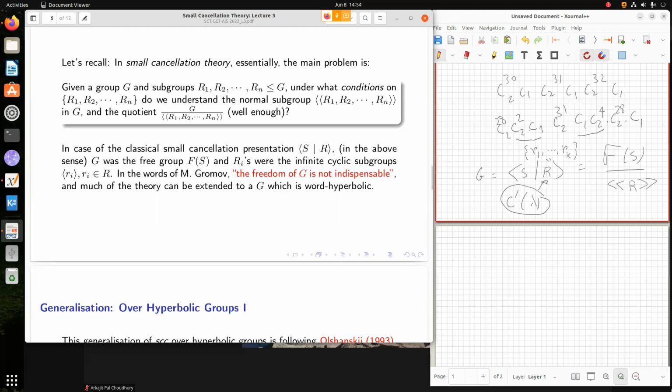So essentially, we will be looking at generalizations of small cancellation properties, small cancellation conditions today, to a few different contexts, like over hyperbolic groups, and then to more abstract situations like something called a graphical small cancellation. And possibly in the next class, we will see some applications of these generalized small cancellation conditions over these other classes.